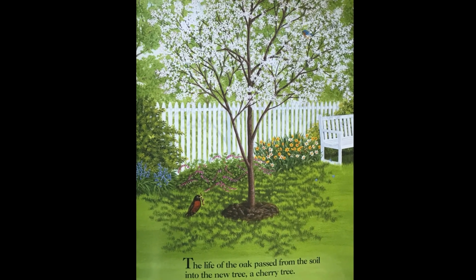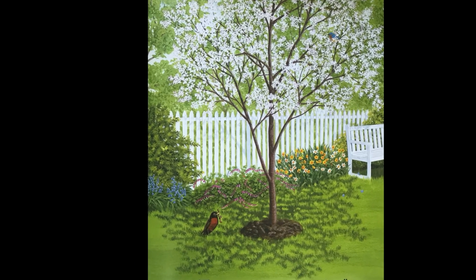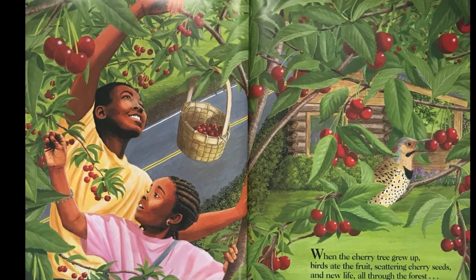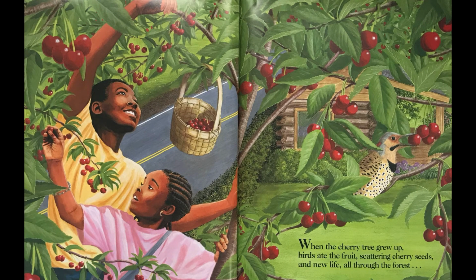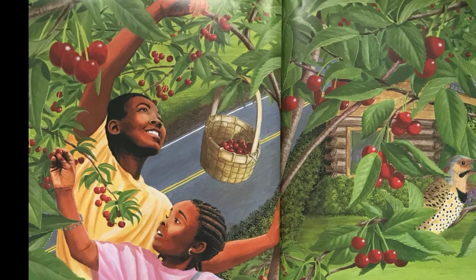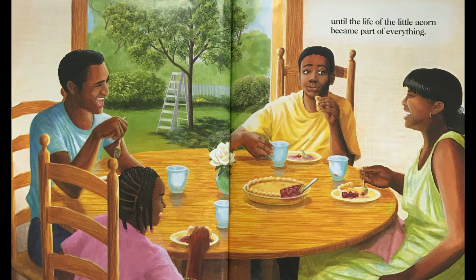The life of the oak passed from the soil into the new tree, a cherry tree. When the cherry tree grew up, birds ate the fruit, scattering cherry seeds and new life all through the forest, until the life of the little acorn became part of everything.